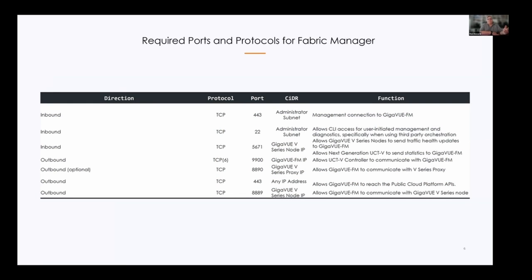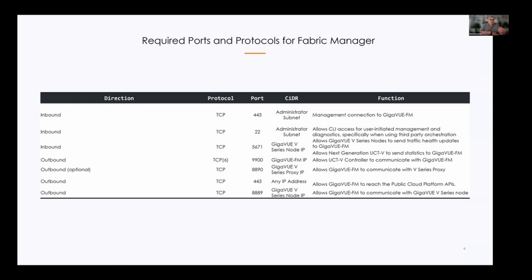Let's start off with the very first one, Fabric Manager, and this is going to be the unit that we use for our example in our demo today. As you can see here, there are several required inbound rules as well as outbound rules for the environment to work properly. 443 is critical in two forms: one, for you to communicate with it, and also for Fabric Manager to communicate with the API calls inside of AWS. If it is not able to reach the public API calls, you will not have a successful deployment.